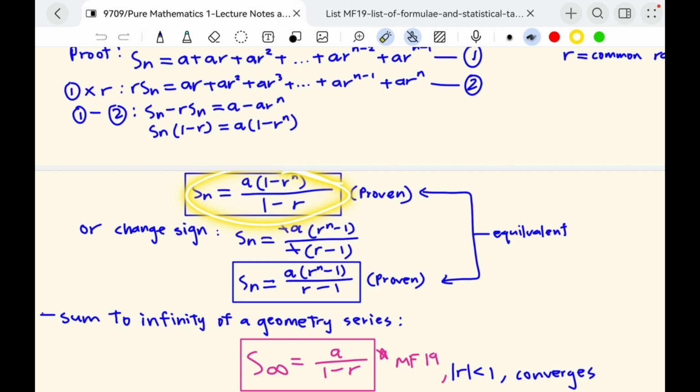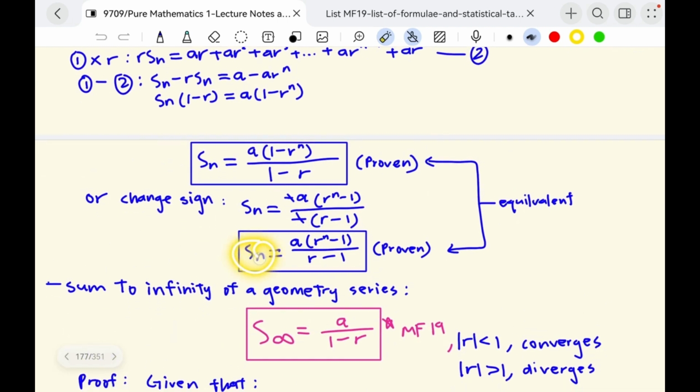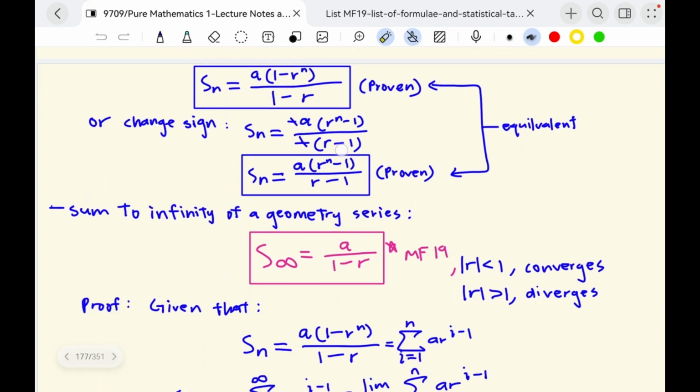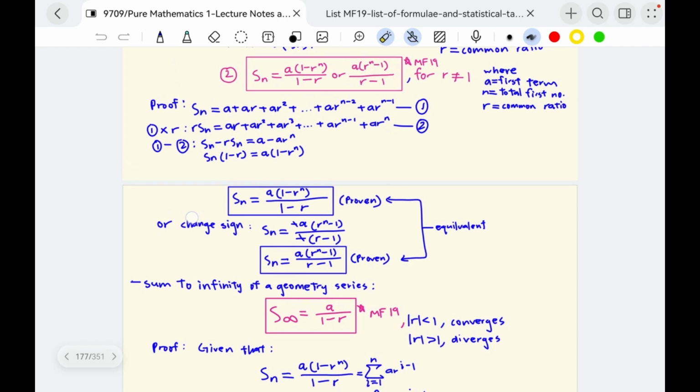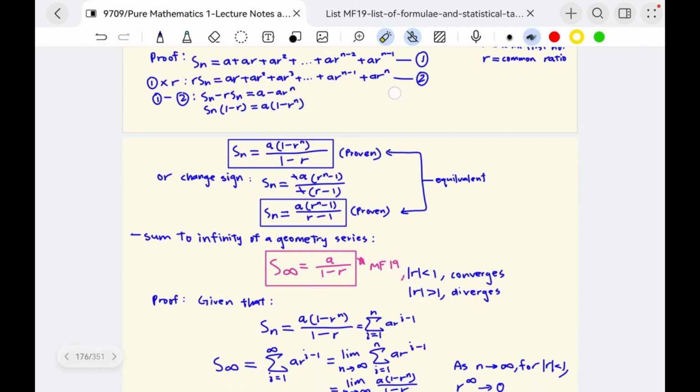But to make these two equations equivalent, it's actually the same because of the sign changing. So factorize the minus outside, or switch the sign for both terms in the numerator and denominator, to get this formula. Which means that no matter which formula you take to solve for Sn, its value is correct. So there are no restrictions for r, except that r cannot equal 1.